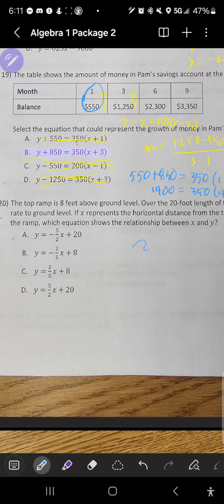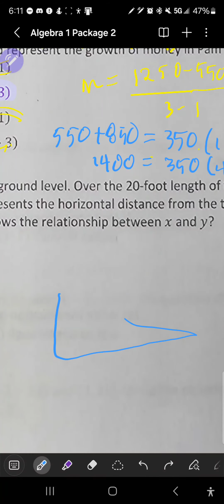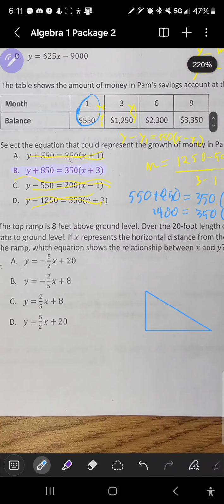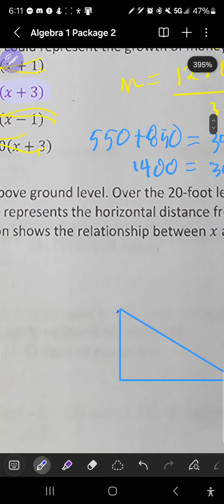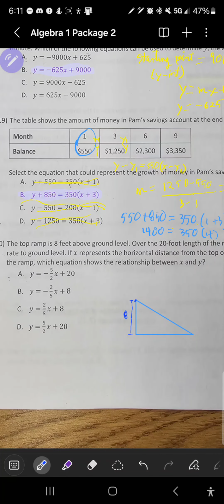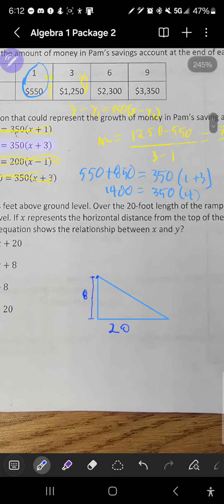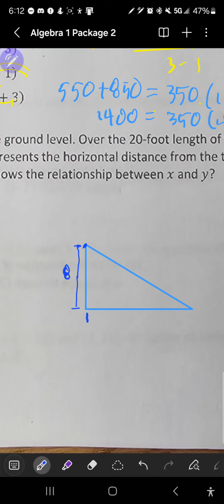First, they're talking about a ramp, so I know that it's going to look something like this. Okay, this is my ramp. And I know that the top of the ramp, which is going to be right here, is 8 feet. Now, over the 20-foot length of the ramp, since the length of the ramp is 20 foot, I know that this is going to be 20.